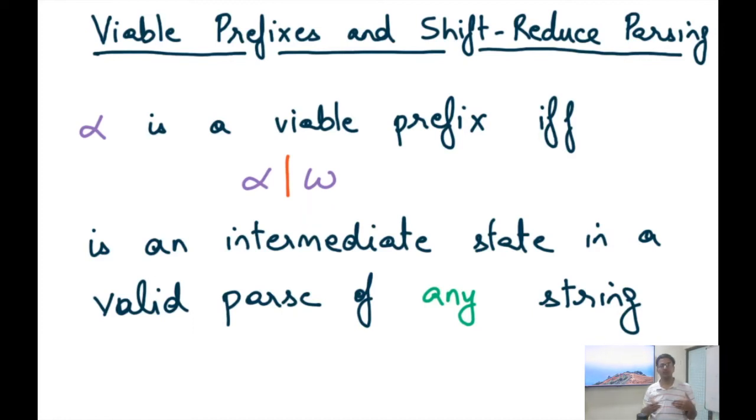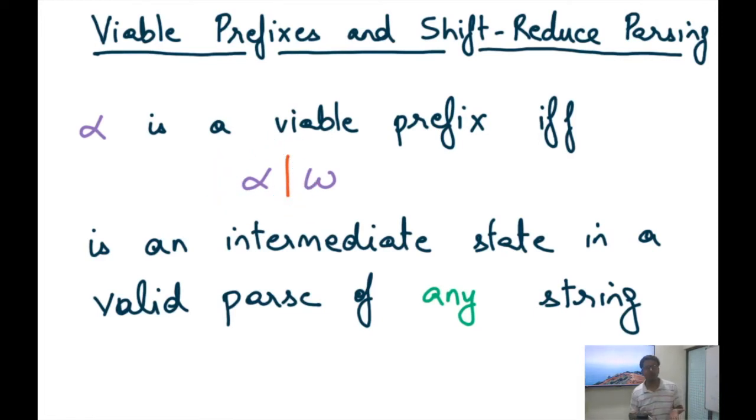This is just coming from the definition of a viable prefix. What is the definition of a viable prefix? Anything that can appear on the left of a rightmost derivation, at any step of the rightmost derivation. So if I just reverse that, anything that can appear as the stack of a successful shift-reduce parse of any string. So that's what a viable prefix is.